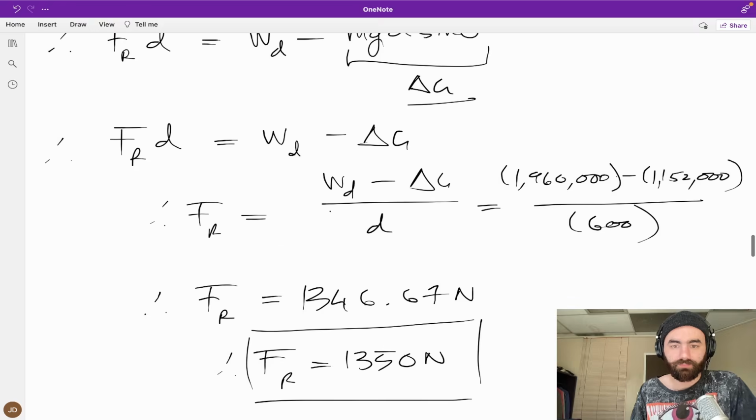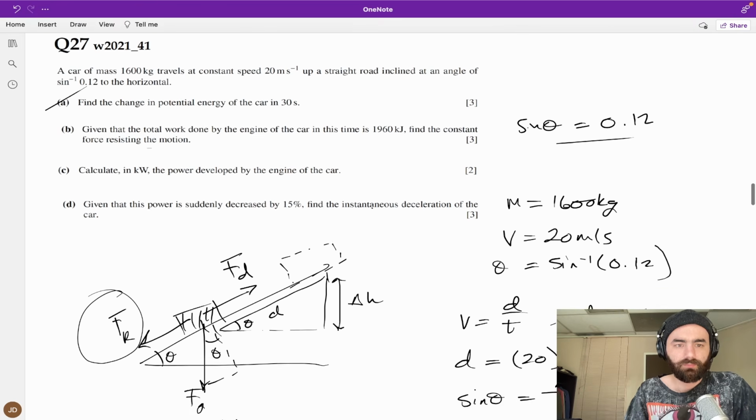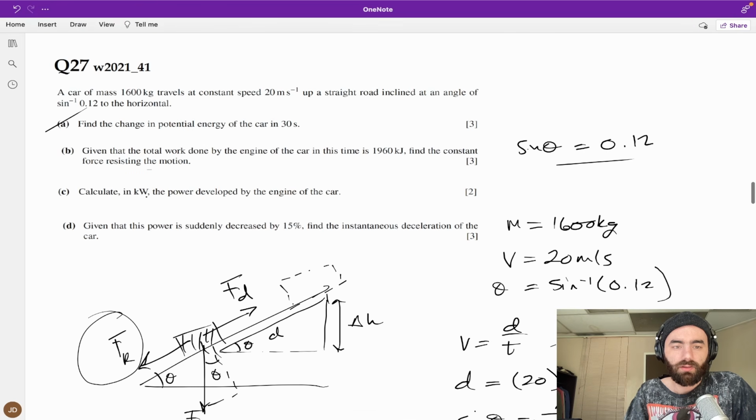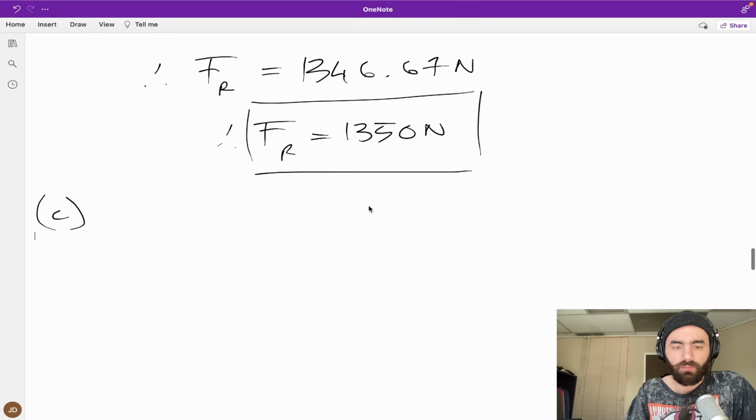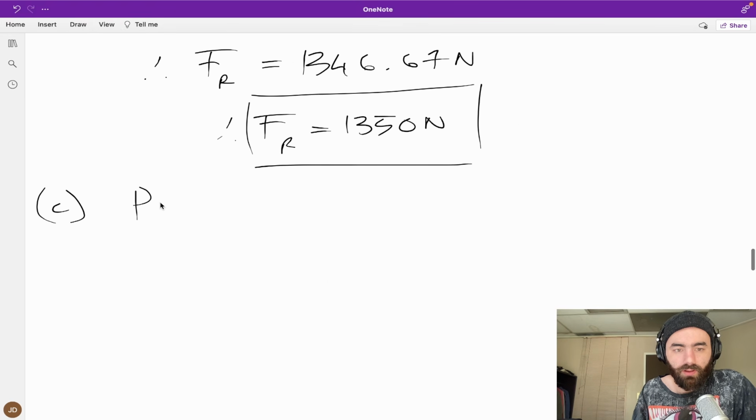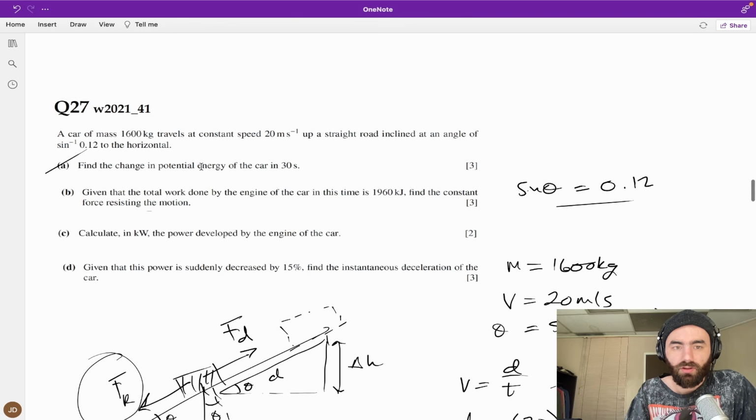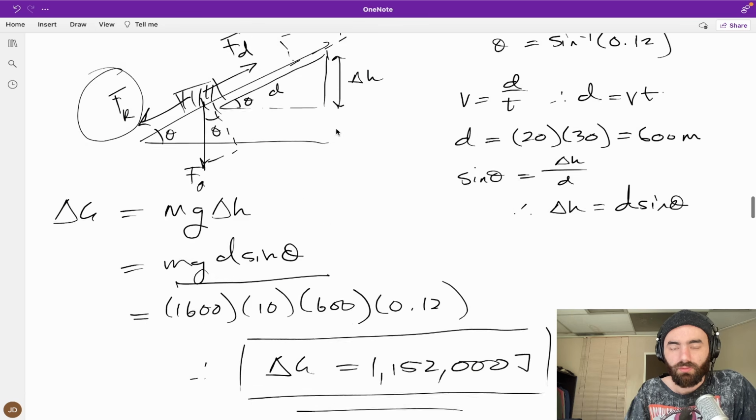Part c: calculate in kilowatts the power developed by the engine of the car. Power equals the driving force times the velocity. Velocity is staying constant, so it's 20 meters per second.